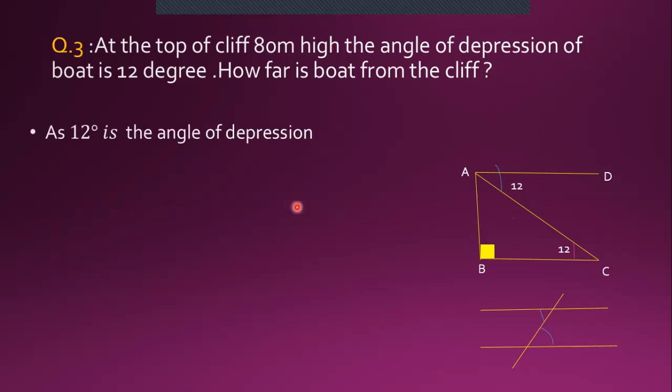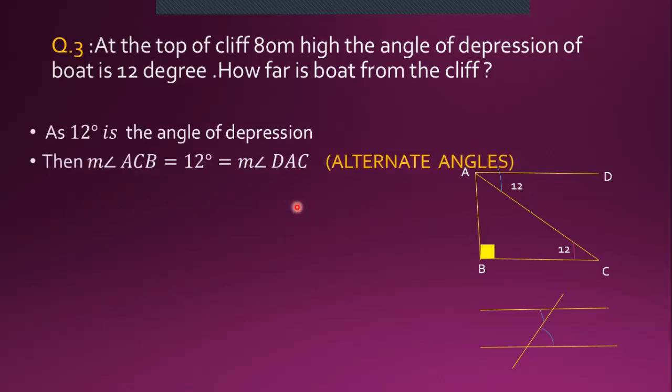So as 12 degrees is the angle of depression, so my angle ACB is equal to 12 degrees which is equal to DAC. This is the ACB, this whole angle ACB, and it is DAC. Both these are equal to 12 degrees. These are equal because these are alternate angles. I have made you clear here.